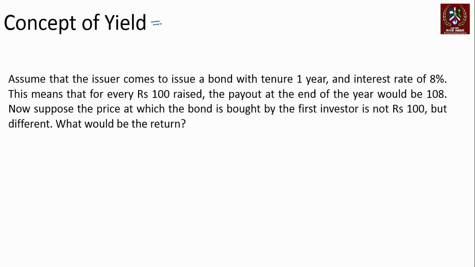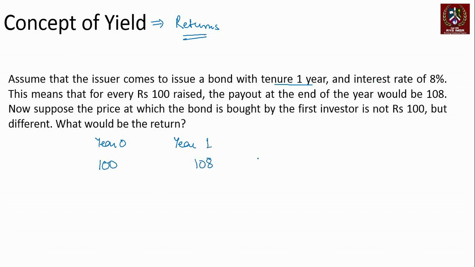Yield is essentially what we're going to call the returns that someone can make on a bond. Let's understand the concept of yield on a bond. Assume that an issuer comes to issue a bond with a tenure of 1 year and an interest rate of 8%. This means that for every rupees 100 raised, the payout at the end of the year would be 108. So you've invested rupees 100 in year 0, and at the end of year 1 you're going to get 108.